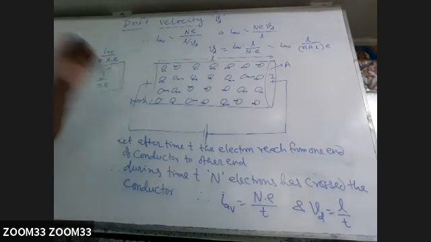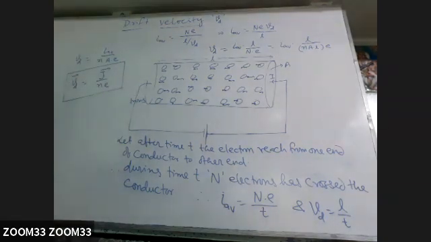Now sometimes it is asked what will happen to the drift velocity if this is changed. Maybe the length of the conductor is increased, or the battery's potential difference is changed. So what will be the effect on that?